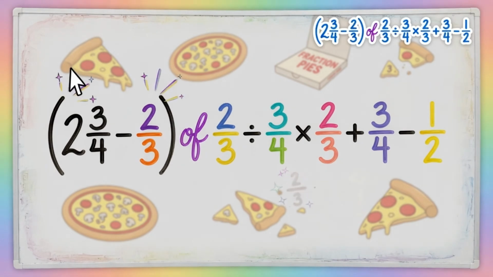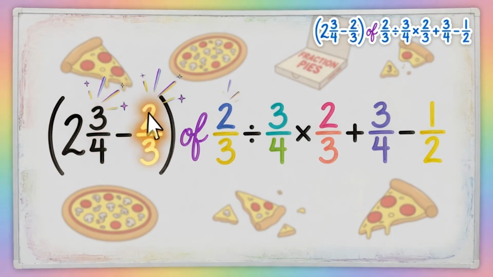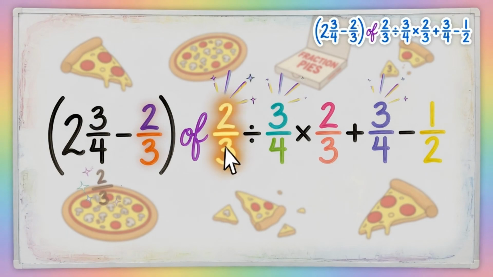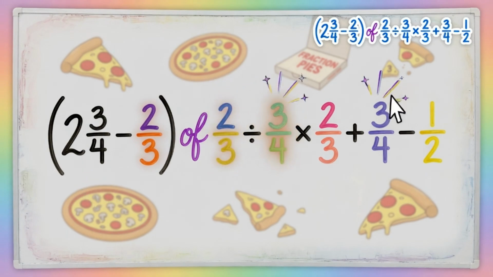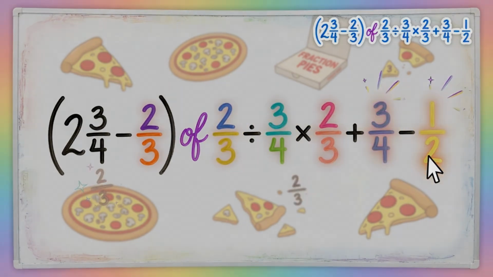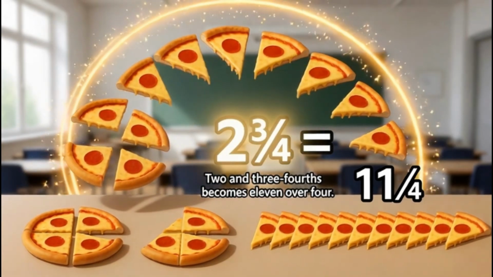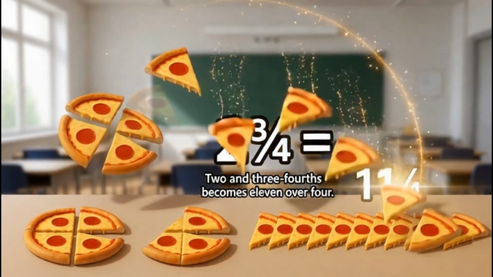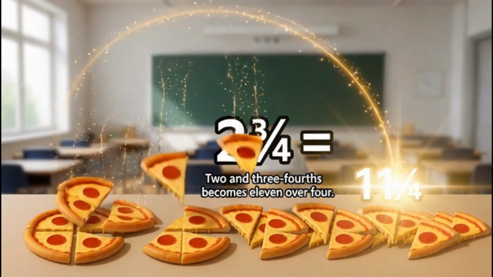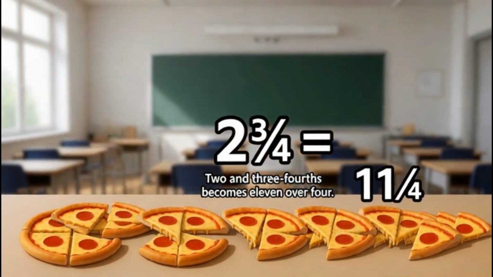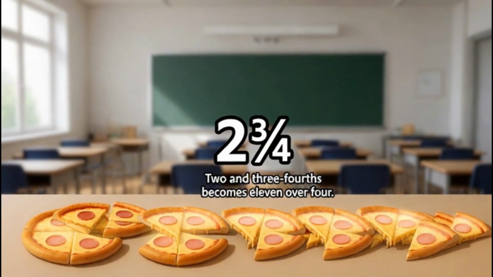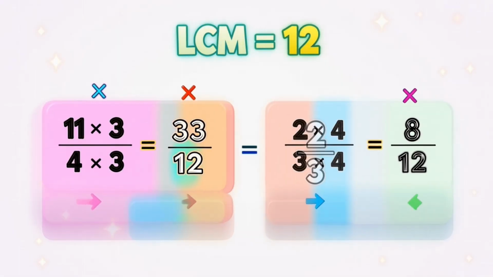Here's our problem. Open bracket 2 3/4 minus 2/3 close bracket times 2/3 divided by 3/4 times 2/3 plus 3/4 minus 1/2. 2 3/4 becomes 11 over 4. We multiply the whole number 2 by the denominator 4 and then add the numerator 3. This gives us 11 over 4. To subtract, find the LCM of 4 and 3, which is 12.